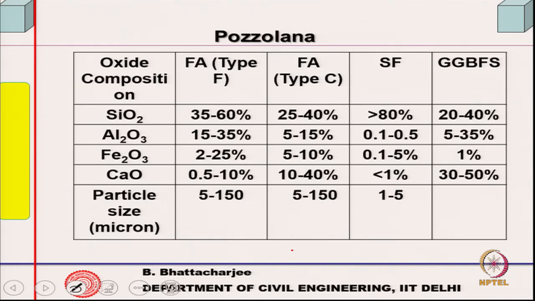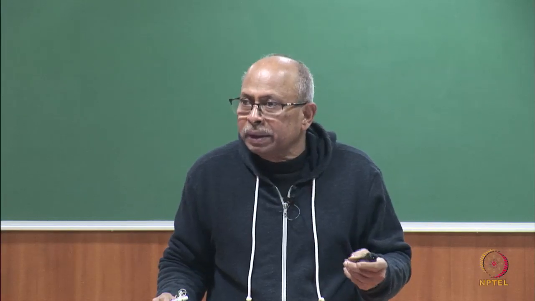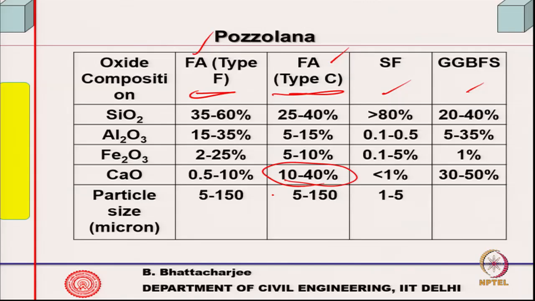So, there are various types of pozzolana: fly ash of various kinds, silica fume, ground granulated blast furnace slag. Now, 2 types of fly ashes have been classified according to the ASTM classification. One is called type F, the other is called type C. Type C has a high amount of calcium oxide, as I was telling you, because the impurity in the coal system contains sufficient lime.